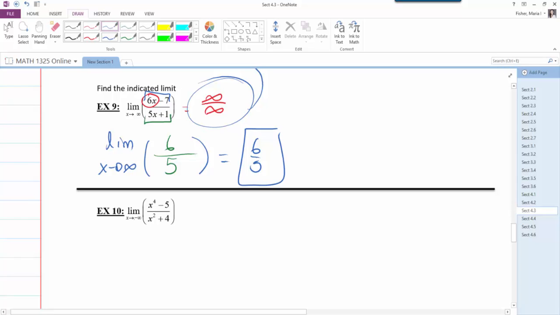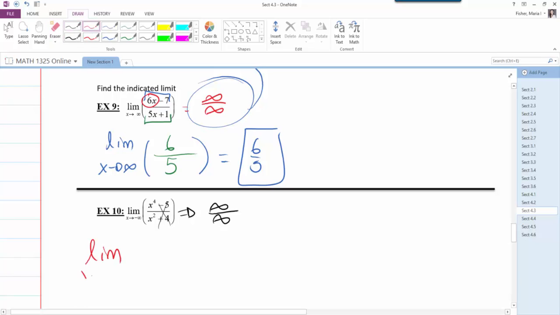So the limit as x approaches negative infinity of x^4 minus 5 over x^2 plus 4. So what we're doing here is, again, looking, if I take a negative infinity and raise it to the 4th power, it becomes positive infinity. If I take a negative infinity and raise it to the 2nd power, it becomes positive infinity. Again, subtracting 5 and adding 4 isn't really going to make a difference there. Well, this is infinity over infinity, which means that I can use L'Hopital's rule.